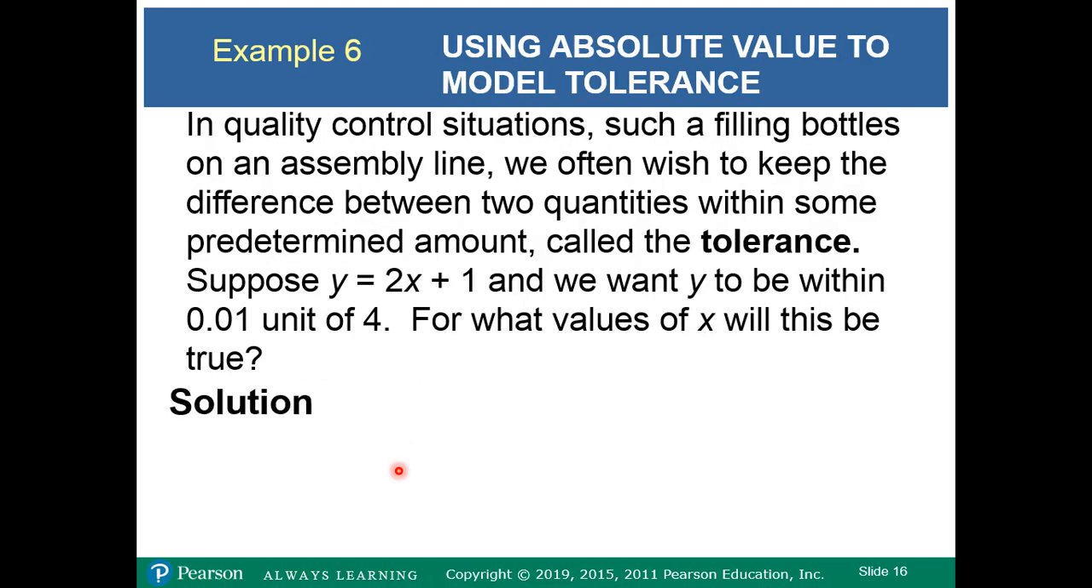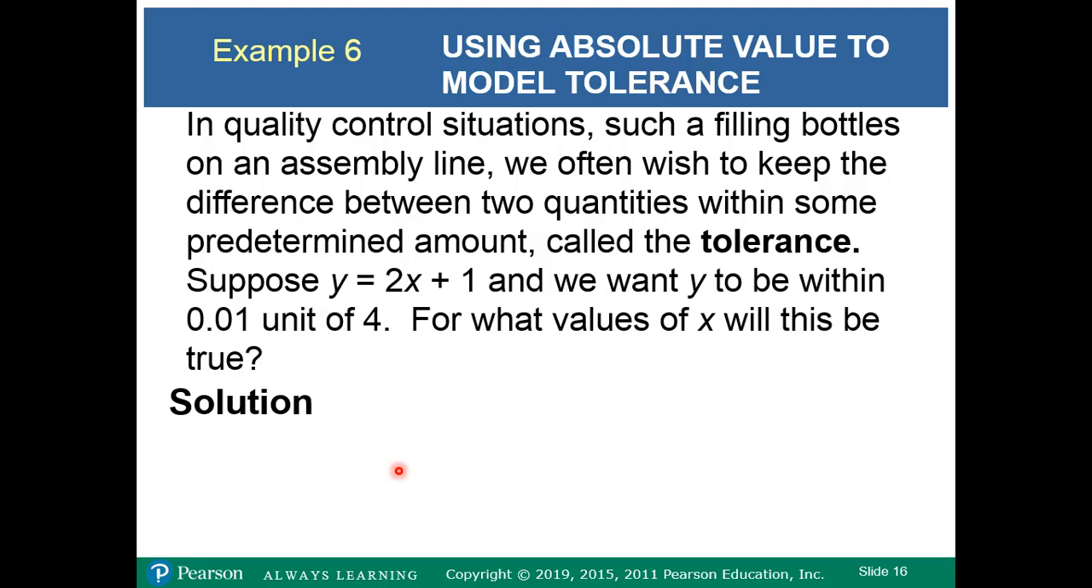Now, in quality control situations such as filling bottles on an assembly line, we often wish to keep the difference between two quantities within some predetermined amount. This is called the tolerance. Okay, this is for quality control or quality assurance. So tolerance is very important, because if you're out of tolerance, that means things aren't good. There's a problem with the process. So if you're within tolerance, then the process is good. Okay, then you're doing good quality. If you're out of tolerance, then quality is going down.